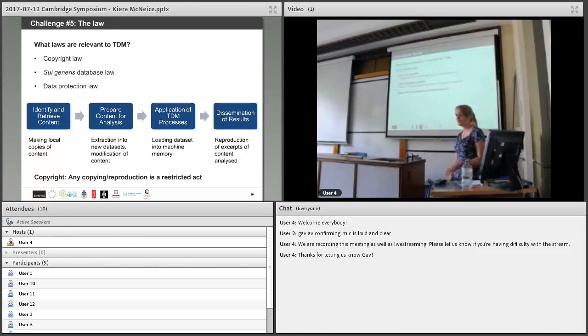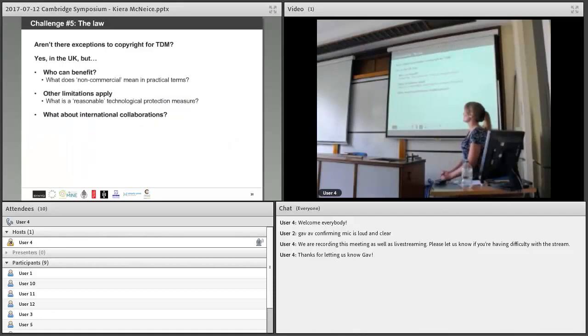Now, you may have heard of the copyright exception for text and data mining in the UK, which is a great step forward. It's a really positive thing. But there are some issues with this in terms of the actual practical applicability of it, in terms of who can benefit. Now, this copyright exception specifically says it must be TDM for non-commercial purposes. And the problem with copyright law is that it's essentially defined by case law, and we don't have any cases at the moment about text and data mining and what is considered commercial or non-commercial.